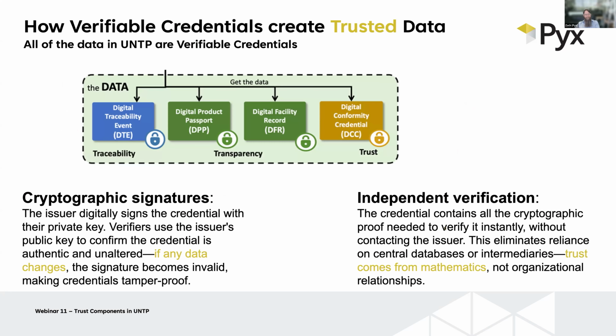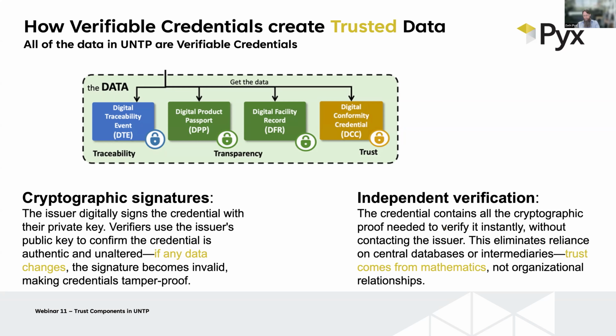So the next question is how verifiable credentials create trusted data. We talked in the intro about the four components of the data in UNTP. The key ones that we really flag are the digital product passports and the digital facility records. The conformity credentials and the traceability events add to those two. But all four of them are issued as verifiable credentials.